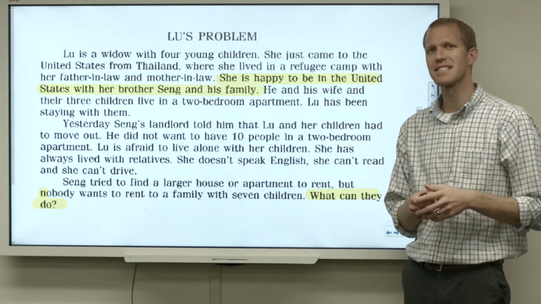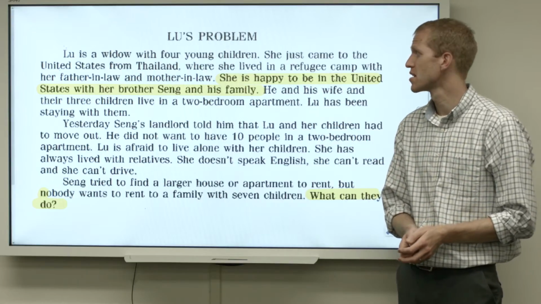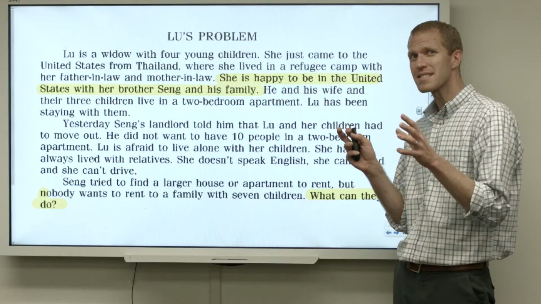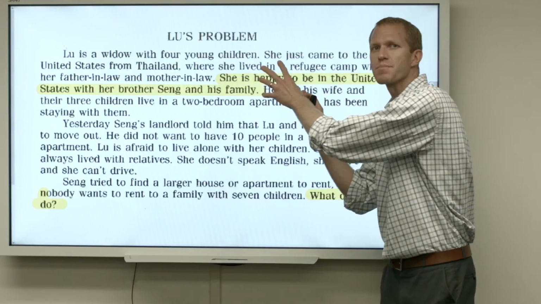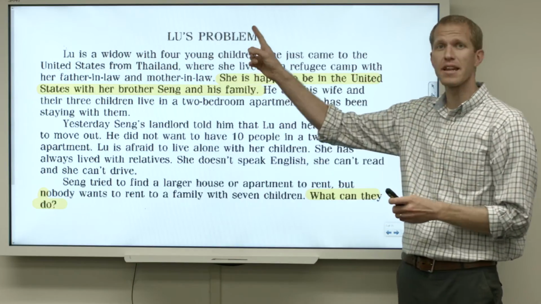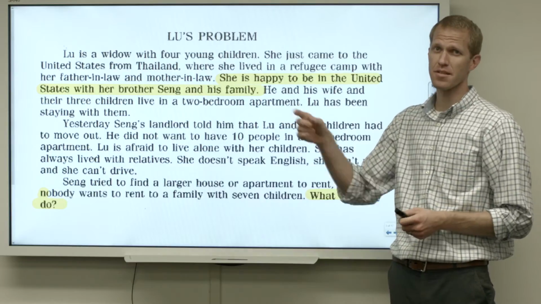Here's a sentence that says, she, Lou, is happy to be in the United States with her brother Seng and his family. Now that's important information for this paragraph, but in the grand scheme of understanding Lou's problem, it's not a main point. This is clearly a detail.